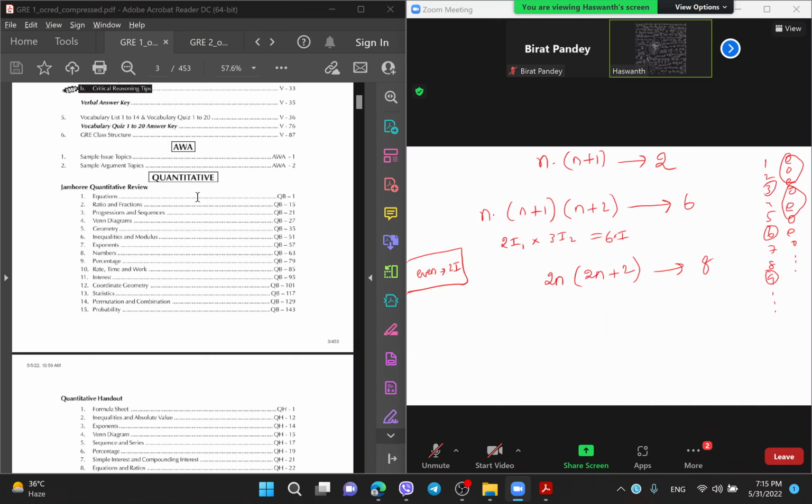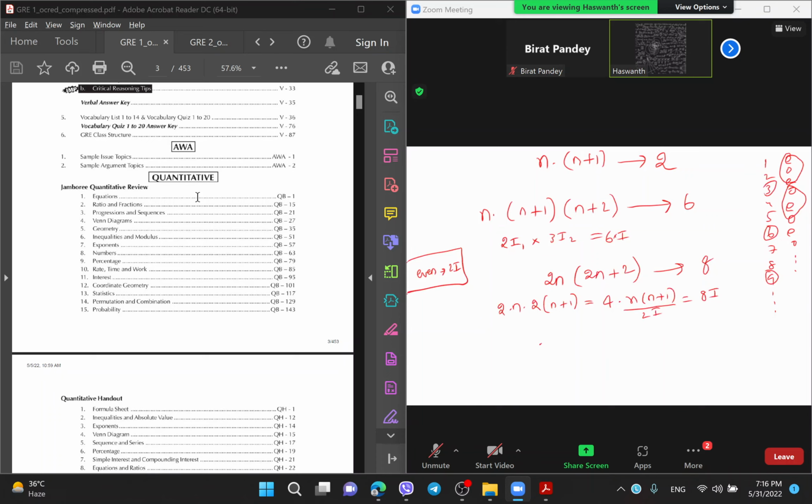So let us evaluate this product. First, you can take 2 common. Now 2 into 2, 4 into n into n plus 1. Now n into n plus 1 means what? What is n here? Some integer. N into n plus 1 means product of two consecutive integers, which is a multiple of 2. 4 into some multiple of 2. It will be a multiple of 8. So product of two consecutive even integers will always be divisible by 8.